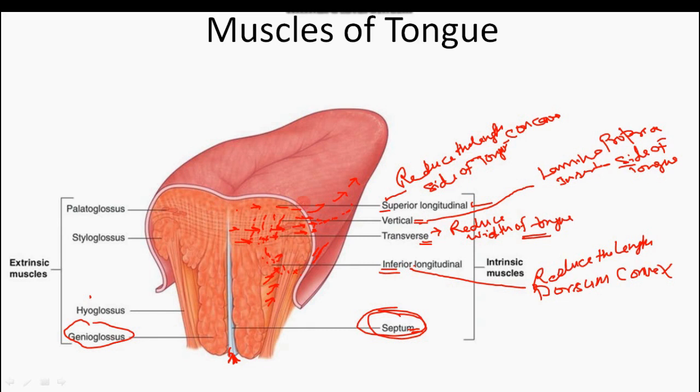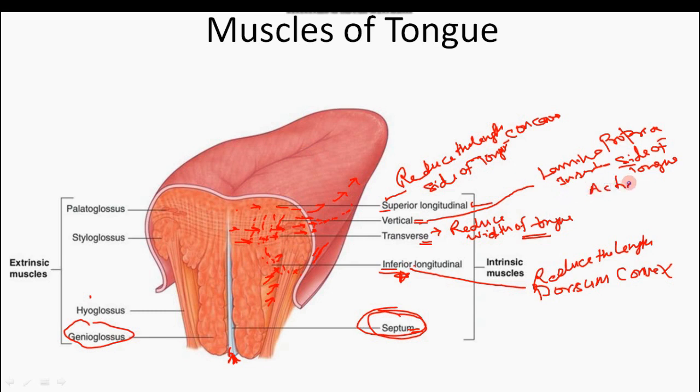So we have seen all these four intrinsic muscles, and finally one conclusion we can make: all these intrinsic muscles are inserting on the side of the tongue except one. What is that? This is the inferior longitudinal. Clear? So the inferior longitudinal fibers converge in the forward direction and get inserted to the anterior part of the septum here. Clear?